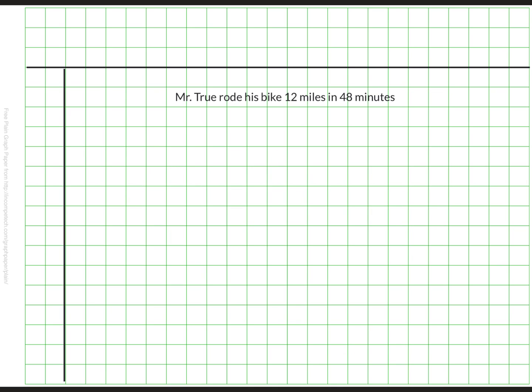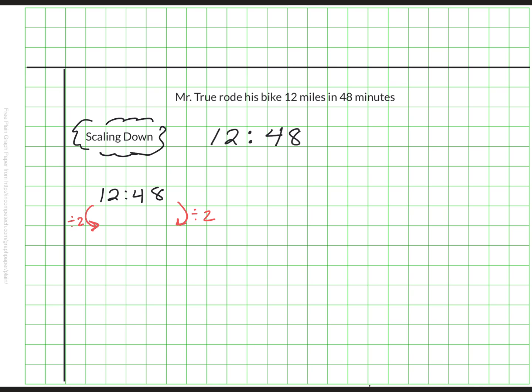Mr. True often likes to ride his bike, and so we have here a situation where he rode his bike 12 miles in 48 minutes. So the ratio that we're looking at is 12 miles to 48 minutes. And we can use this ratio to scale down to see how far he would go in smaller amounts of time. So for example, I know I could divide 12 and 48 both by 2, and that would mean that he could ride 6 miles in 24 minutes.